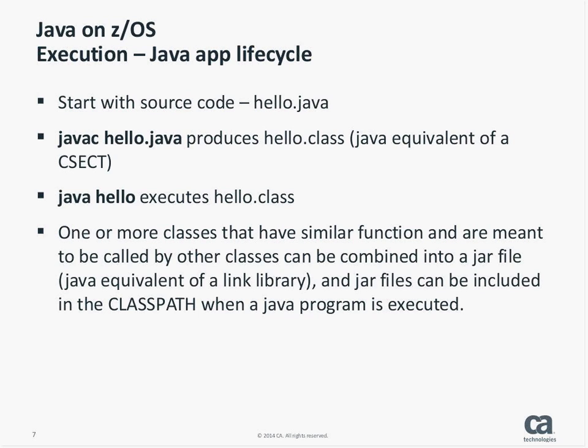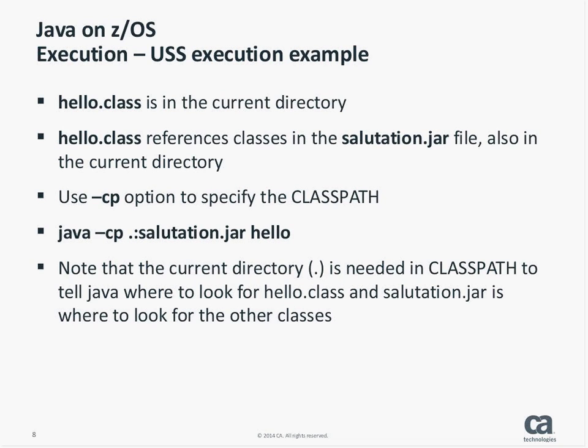It can be simple or very complicated, and you can reference a number of them when you execute a Java class. What I have here is one jar file. Hypothetically, if Hello.class was to reference some jar file that had classes that it needed, say a salutation.jar file, we need to include that jar file in the class path when we execute Hello. In this example, we are executing Java on the command line, specifying the class path as the current directory and salutation.jar.